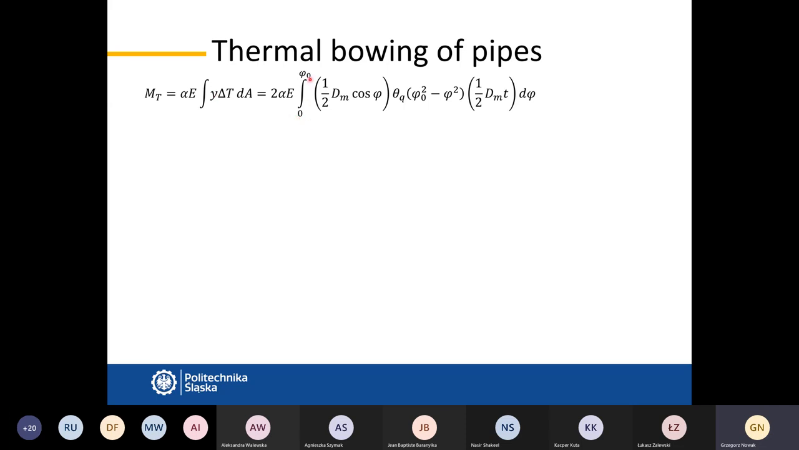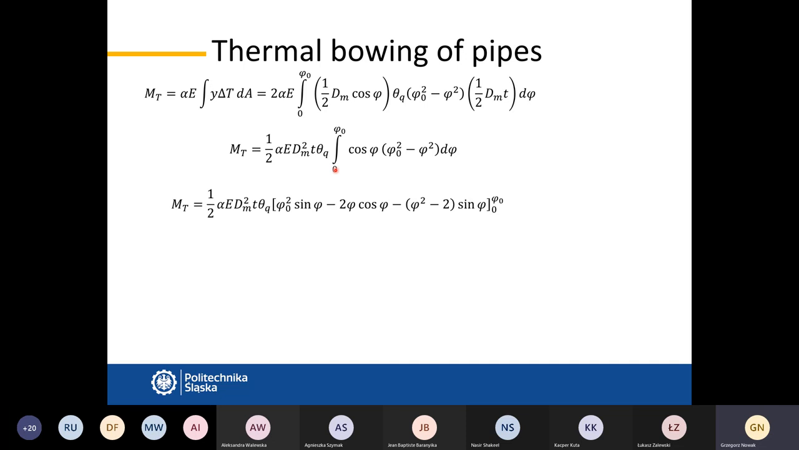And again, we integrate over the part where there is no liquid, so from the top up to phi zero, and of course it's again symmetric on both sides. If we take out of the integral the constant quantities, these are half alpha e dm squared t theta q, and we have to integrate only these two factors, cosinus theta times cosinus phi times phi zero squared minus phi squared, with respect to phi within the boundaries 0 to phi 0.